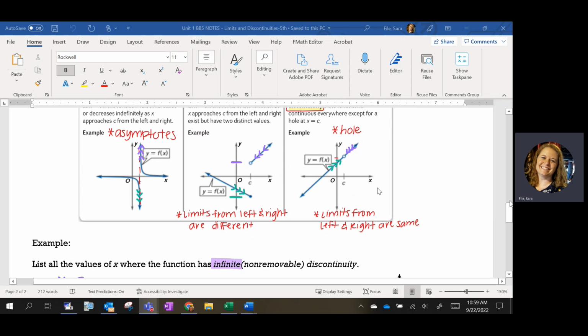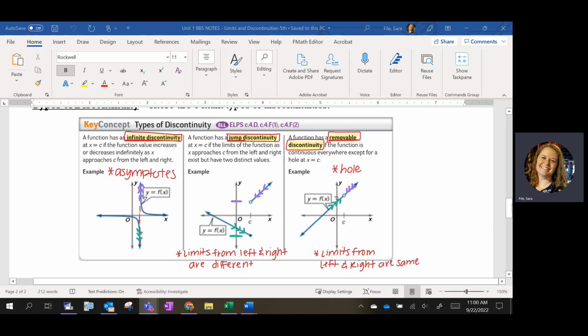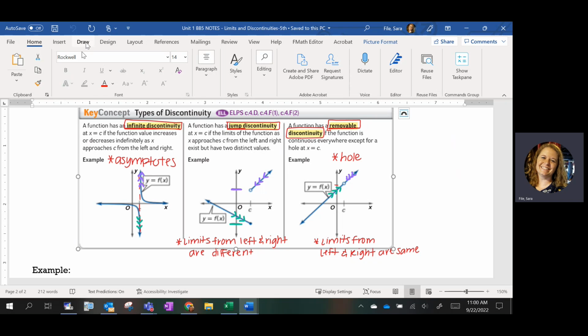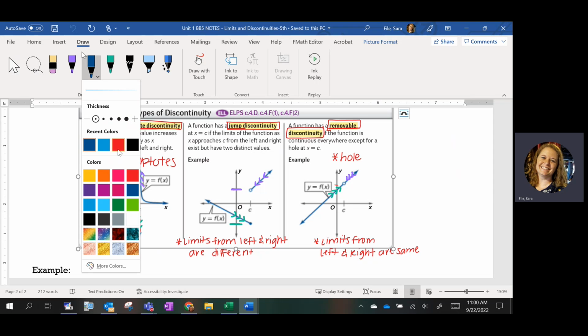Okay, I actually want to add a little something here when we're talking about these. So this is on the back side. We said you have an infinite discontinuity, a jump discontinuity, and a removable discontinuity.